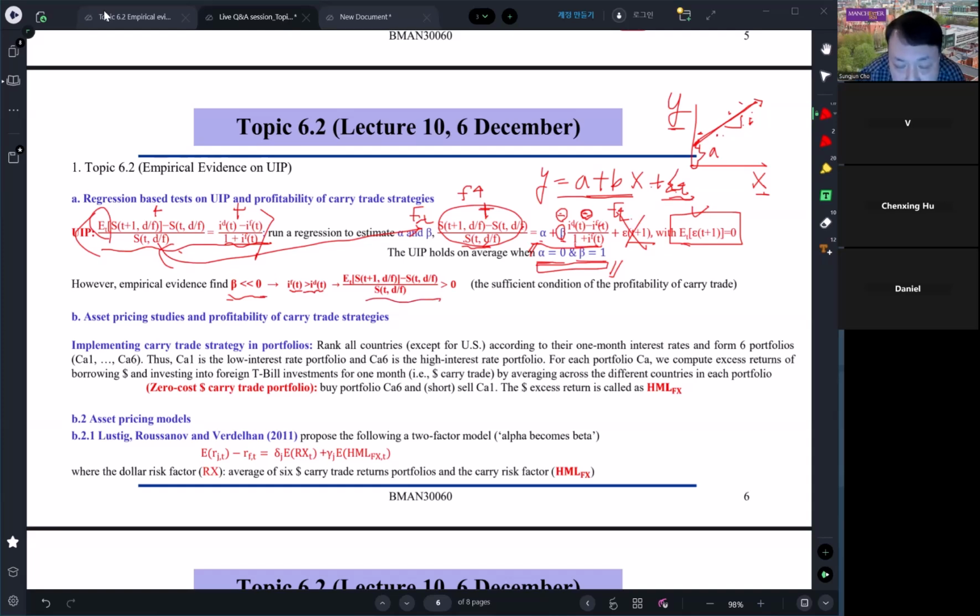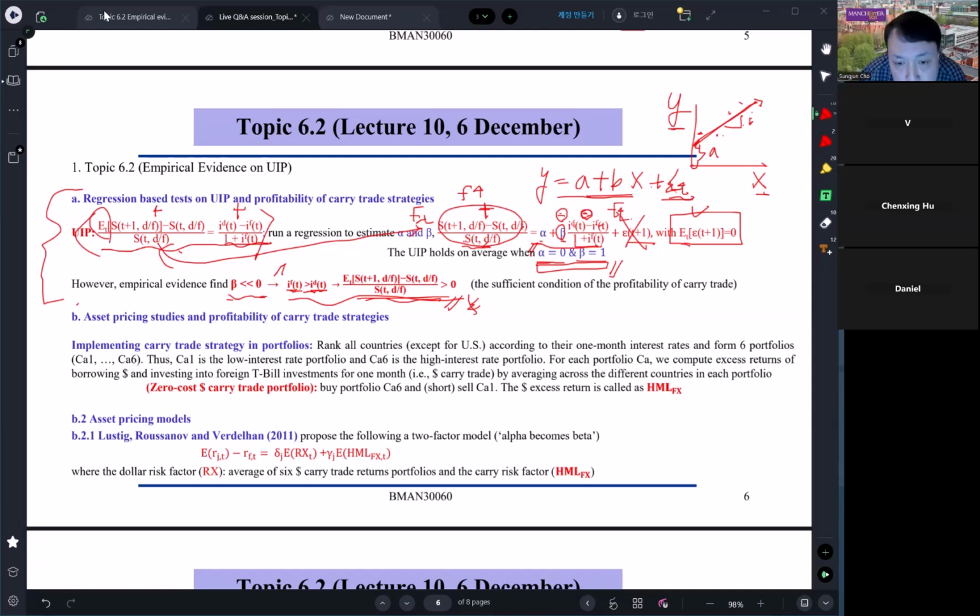This is the indications of the UIP violations. At the same time, this is the indications of sufficient condition for profitability of carry trade. So based on these regressions, we can test the UIP and also we can think about how to make money. So this is forecasting regressions. Given ranking of interest rate, by implementing carry trade, which means borrow currency D, convert, invest into currency F, money market, because of these sufficient conditions, you will be able to make money, right? Very important, the UIP regressions.